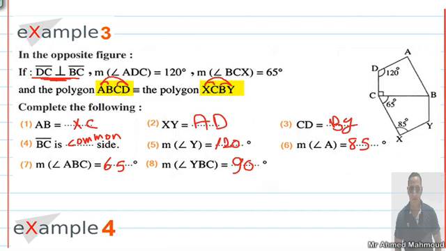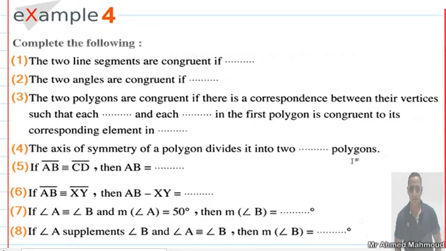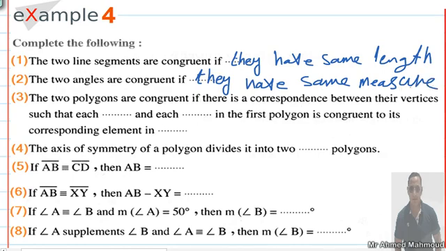Okay, the next example with us is the complete and very important one. Two line segments, as I explained before, are congruent if what? If they have the same length, or if they are equal in length. Two angles are congruent if they have the same measure, or you can write if they are equal in measure.